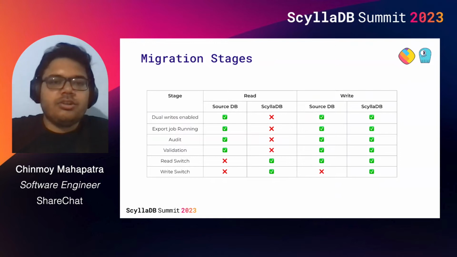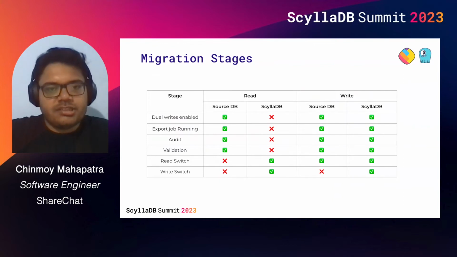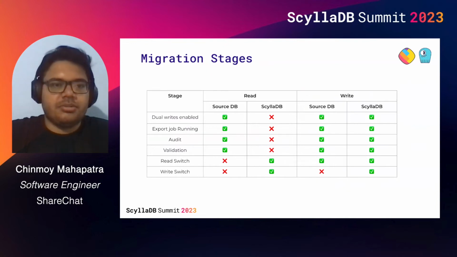Moving on. So now I'll go over the different migration stages that we have. The first phase, which we start off, is dual writes enabled. In this case, we are reading from source DB, but we are writing to both source DB and ScyllaDB. Remember, we haven't started the export job yet. Then we start off the export job. Still, we are writing to both the databases, but reading from the source database.